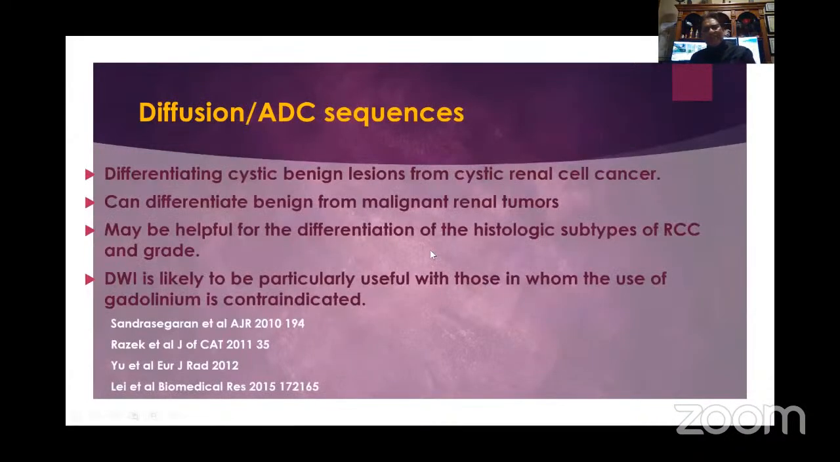How about diffusion ADC sequences? This is especially helpful in differentiating cystic benign lesions from cystic renal cell cancers, can differentiate benign from malignant renal tumors, and may be helpful in differentiating histologic subtype or grading the severity of the tumor. DWI is also useful in patients if you cannot give gadolinium, and that might be your only chance to grade the tumor.